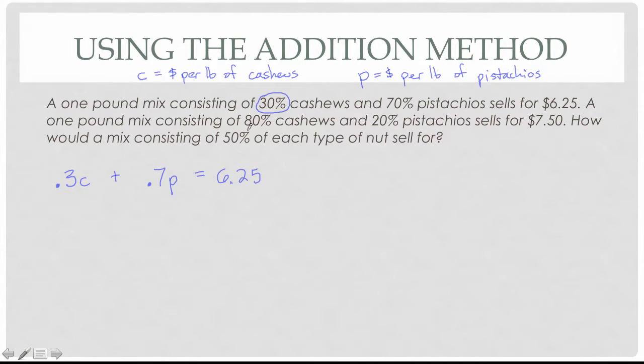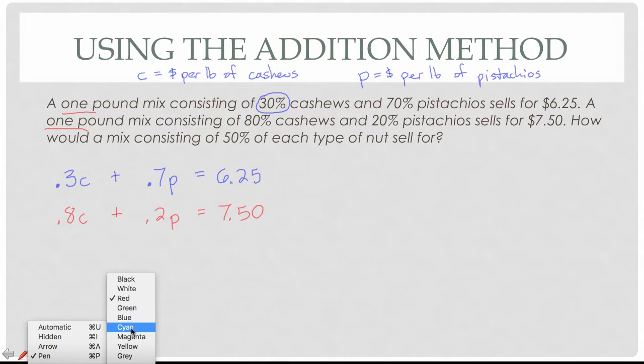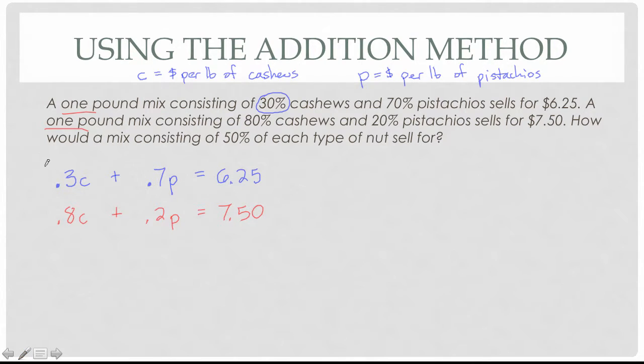The next case is I have more cashews. This time I have 0.8 pounds of cashews, but only 0.2 pounds of pistachios, 20% of 1 pound, remember, that's kind of key, the 1 pound. But this time it's more expensive, it's $7.50. But look at what we got. We now have a system of equations, two scenarios that model the same problem. And we can use the addition method to solve out how much it is per pound for cashews and how much it is per pound for pistachios.